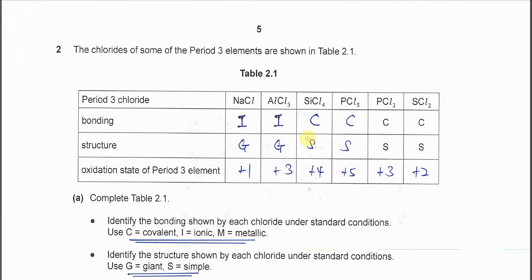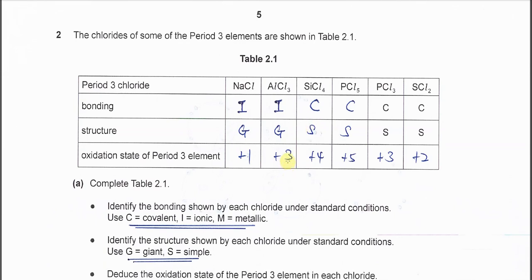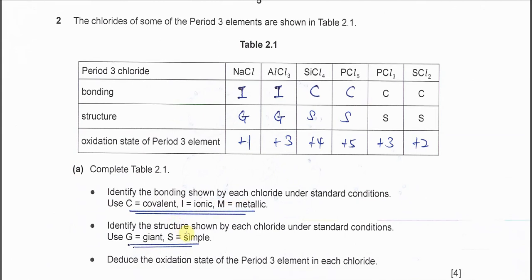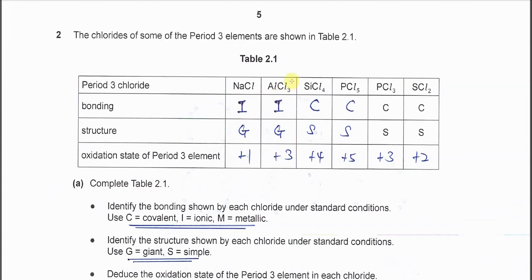Question 2, Part A. Complete the table 2.1. Use C for covalent bond, I for ionic, M for metallic, G for giant, S for simple. Okay, so for bonding, sodium chloride is ionic, aluminum chloride ionic. Please remember, for the latest textbook endorsed by Cambridge, nowadays for AlCl3, the bonding is ionic.